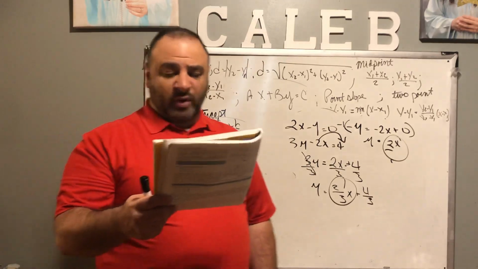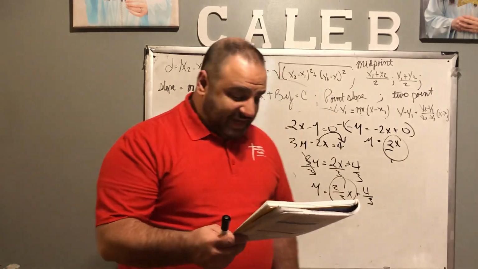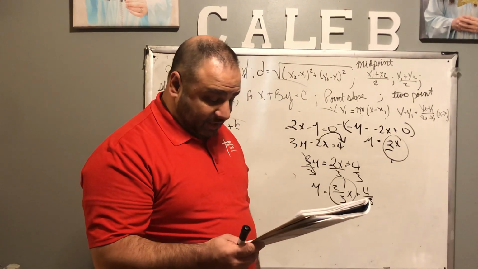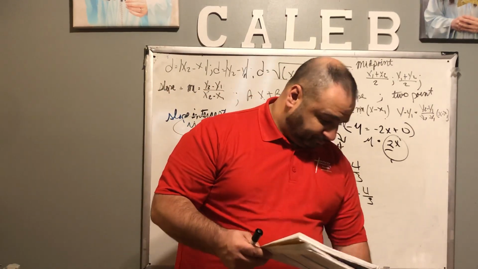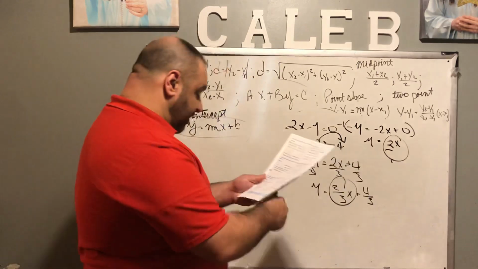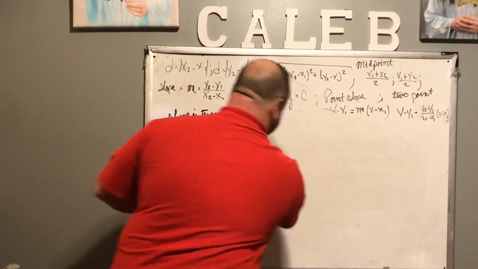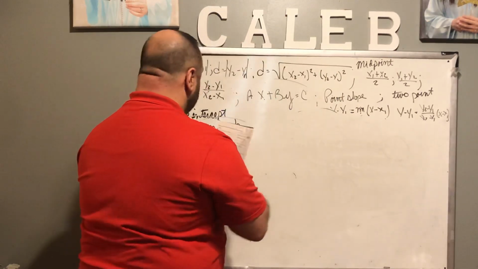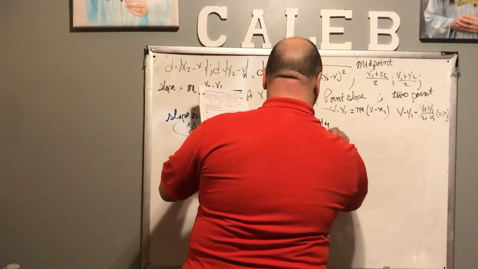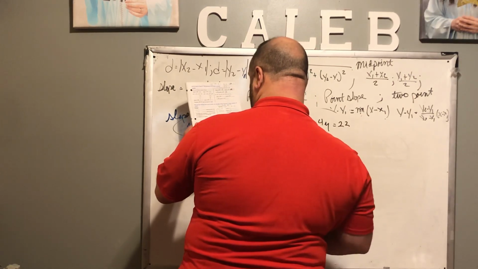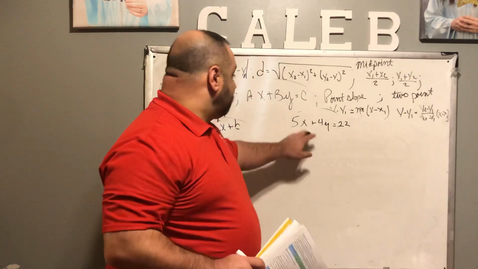Write the standard form of the equation of the line that passes through each point and is parallel to the graph of each given equation. Okay, so let's look at number 7 together. Again, our equation is 5x plus 4y equals 22. Now, write the standard form of the equation. So let's put this in standard form.